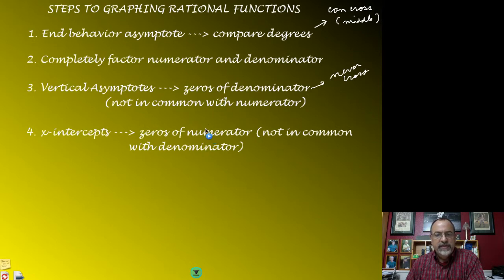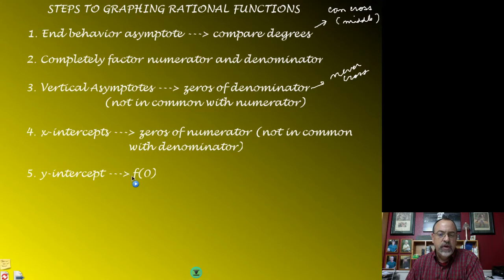So if you have a 0 that's the same in both the numerator and the denominator, in other words, if I have the quantity x minus 1 in the numerator and the quantity x minus 1 in the denominator, that's going to create a hole in my graph, neither a vertical asymptote nor an x-intercept. Okay? Next step. After you've done that, then you'll want to figure out where this will cross the y-axis.